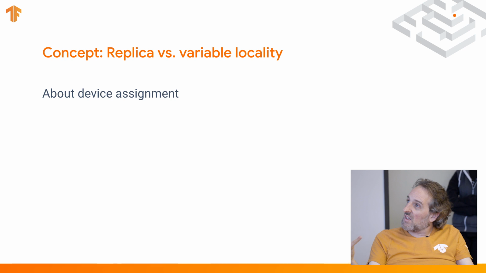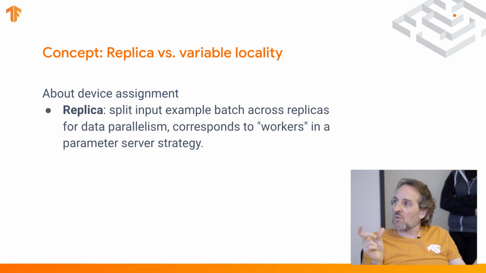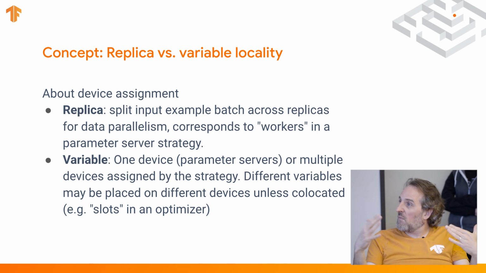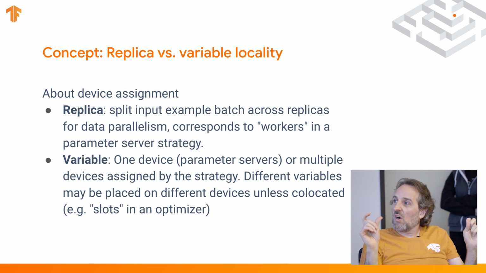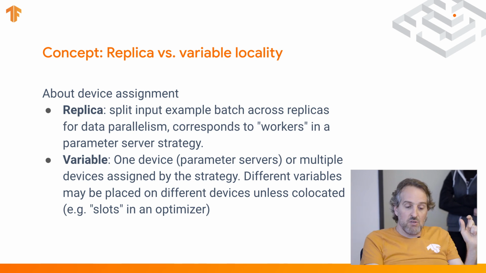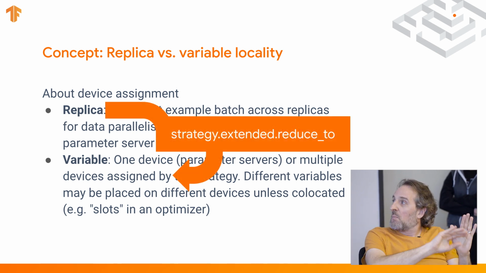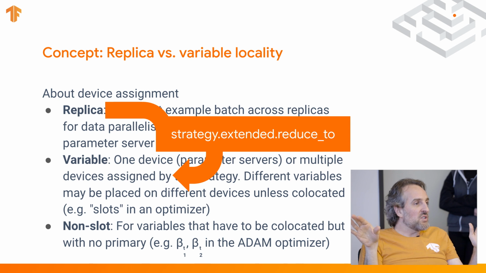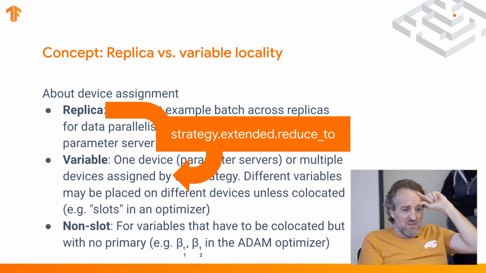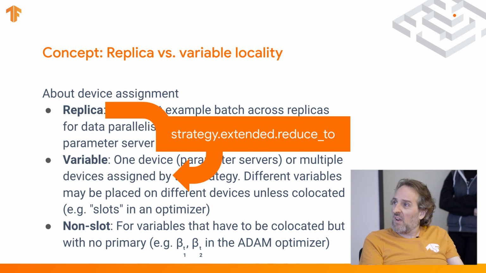This introduces another concept, which is locality, the devices where all these things are running. Replica devices are the devices where we're doing most of the computation, and the variable devices are devices where the variable is, which may be one or many, depending on if it's mirrored or not. And the reduce to API is the bridge that gets us from one to the other. We also have this non-slot concept that is needed in order to match the behavior of the Adam optimizer.